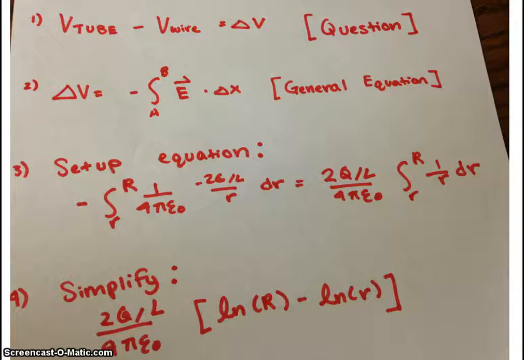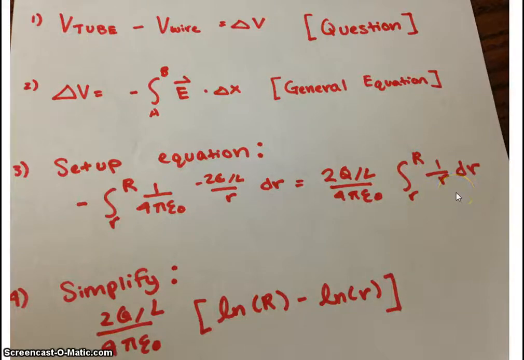And so when we set up our equation, we get the negative integral from small r to big R of our electric field equation times dr. And then we can pull out the constant, which is 2Q over L over 4 pi epsilon naught, and then we are left with the integral from r to R of 1 over r dr.